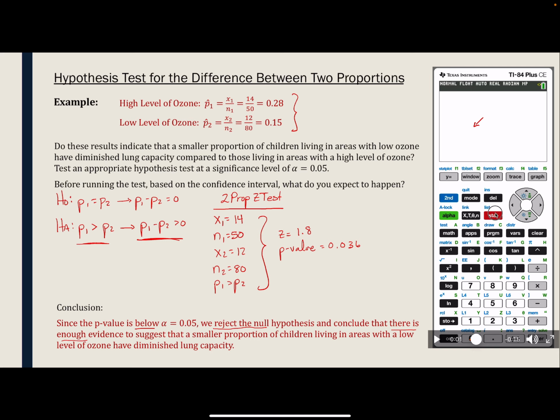So I just took the wording straight from the problem, but you'd be equally correct to say that the evidence would suggest that a higher proportion of children living in areas with a high level of ozone have diminished lung capacity. So it kind of doesn't matter which one you say as long as you have the correct direction.